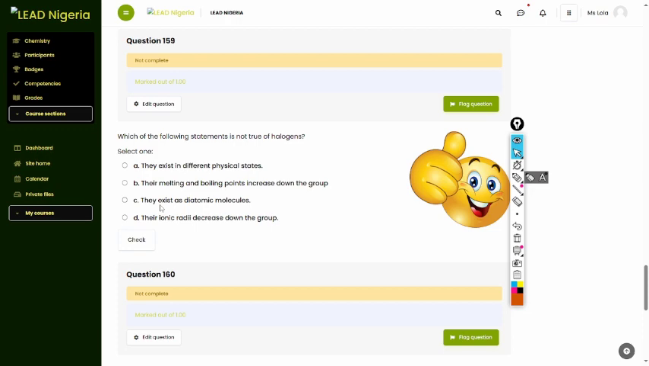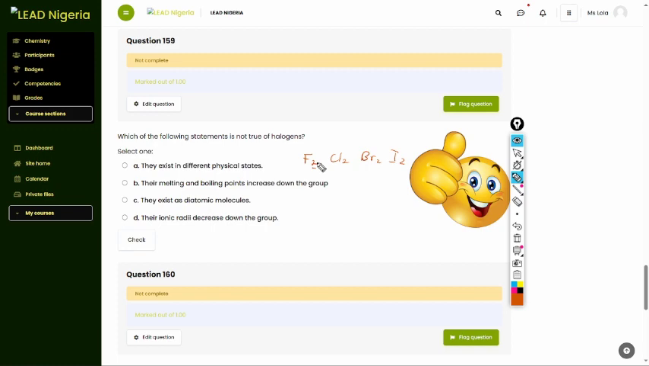Let's look at option C. They exist as diatomic molecules. This is true because halogens are not stable as monoatomic gases. So we see them represented as F2, Cl2, Br2, I2. This means that they need 2 atoms of fluorine for this to be stable, 2 atoms of chlorine. So because 2 atoms of each of these halogens combine to become stable, that's why they are called diatomic molecules.